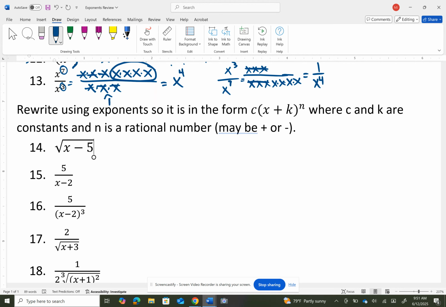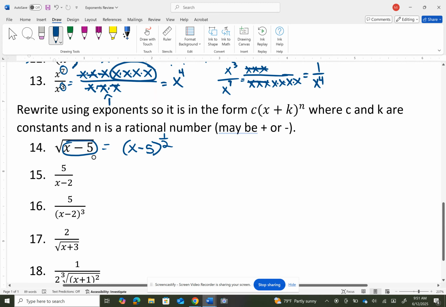All right, so looking at question number 14, when you see that square root, you know it's something to the 1/2 power. And you notice how x minus 5 is completely underneath that radical. So that could be rewritten as x minus 5, but it would need to be in parentheses to the 1/2 power.